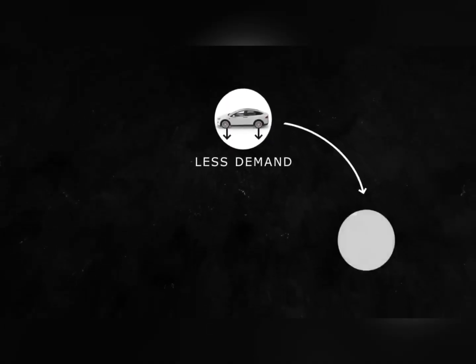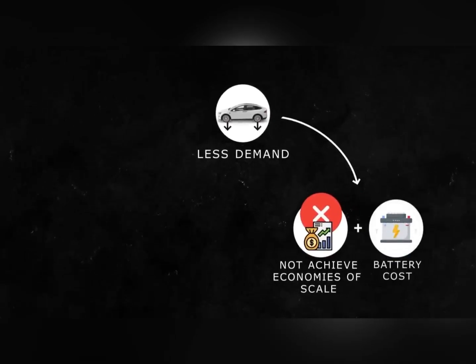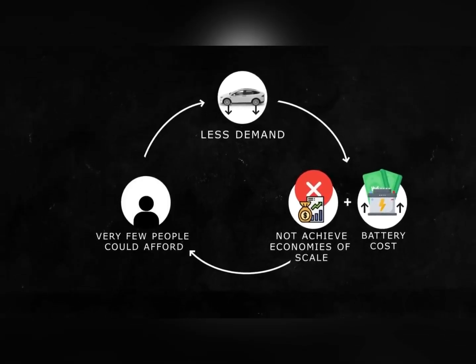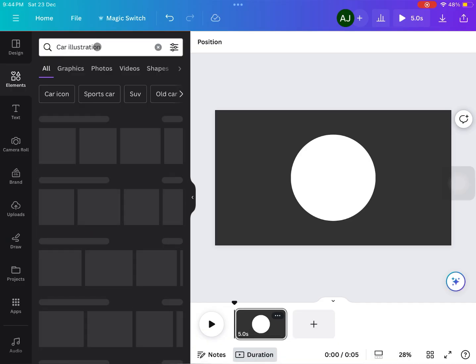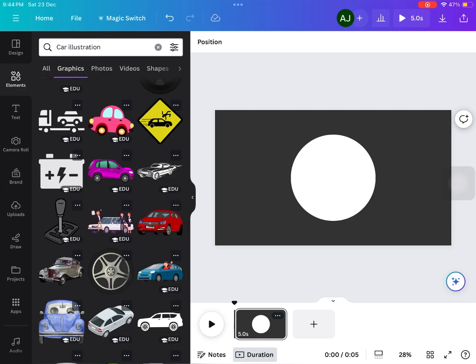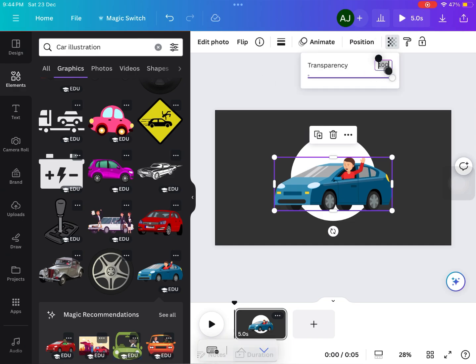Let's try to make something close to this on Canva. If you are an old viewer of ours, you might have guessed what we are going to do. Take a simple circle, add a car's illustration on the side and set transparency to 0.